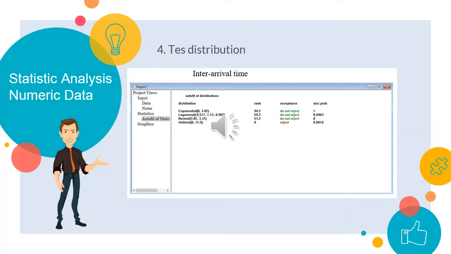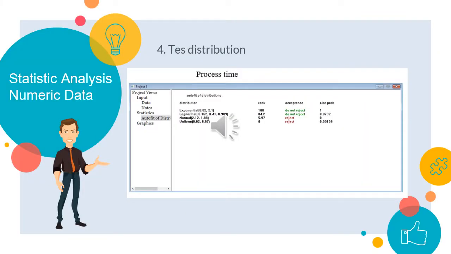And now we are going to the test distribution. This is the inter-arrival time result for test distribution. The exponential, log normal, and normal are accepted. And we got one reject on the uniform. And this is for the process time. The acceptance that we get from this test distribution for process time is exponential, do not reject, and log normal, do not reject. And for the normal and uniform, we got rejected.